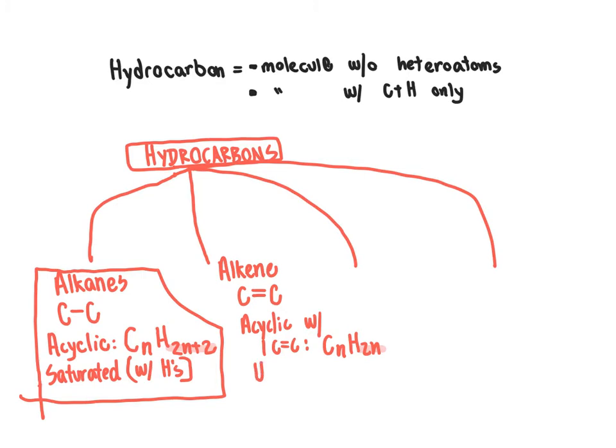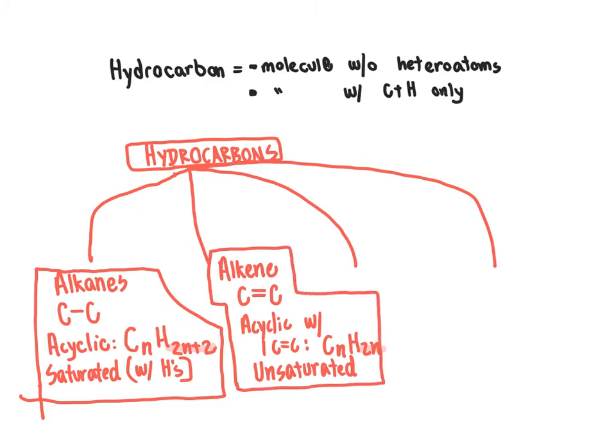Instead, we refer to them as unsaturated molecules. And this terminology also applies to unsaturated fats. Unsaturated fats are molecules where at least one pair of the carbons in the chain are connected together by a double bond rather than by a single bond. Another example of an unsaturated type of hydrocarbon are going to be the alkynes.